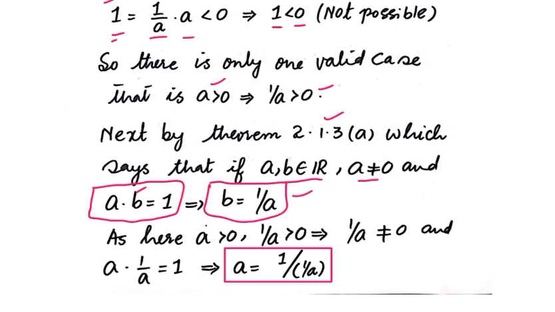As here in our given problem, a is positive and its reciprocal is also positive, it means its reciprocal is non-zero. And a into 1 over a is equal to 1. So according to this theorem, I can write one of them as the reciprocal of the other. So I can write a is equal to 1 over 1 over a. In simple words, if you replace b with a and a with 1 over a, I can get the required result.